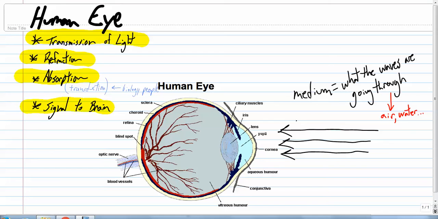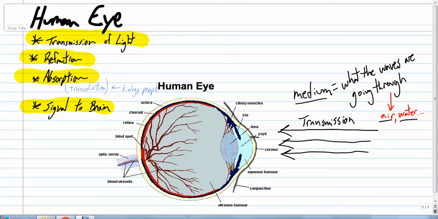If you're down swimming, you're underwater, or if you're just in a classroom, you're most likely in air. So the light is going through some medium. And as light goes through something, we call that transmission. So transmission is when waves go through something. So the waves are going through the air, most likely, and they reach the eye. And when they reach the eye, something happens.